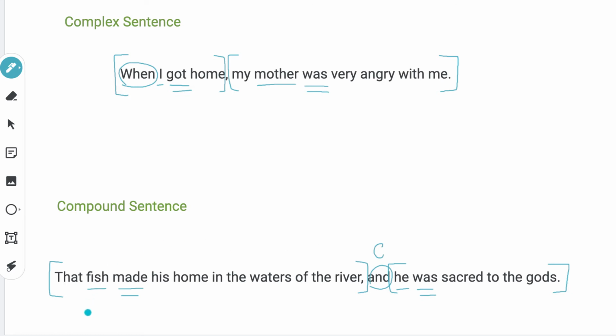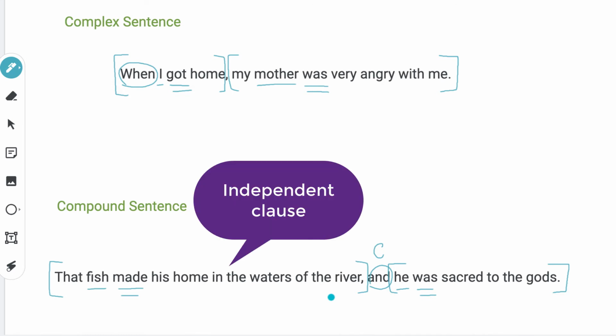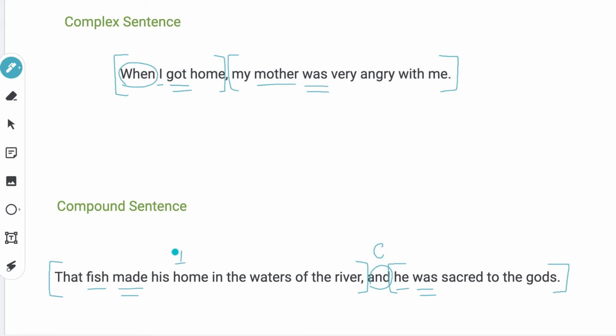Now, let's read the clauses aloud. That fish made his home in the waters of the river. That clause can stand on its own as a sentence, so we have an independent clause here. We could label this independent clause with an IC.